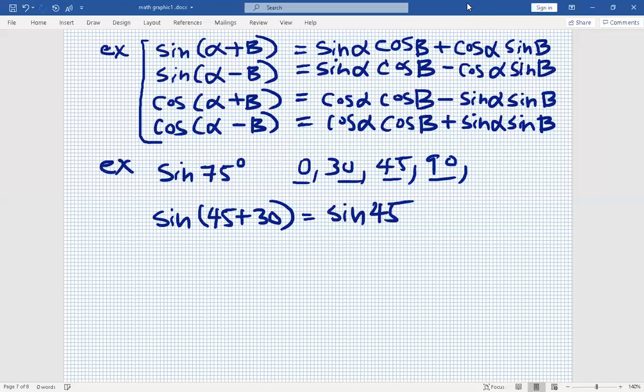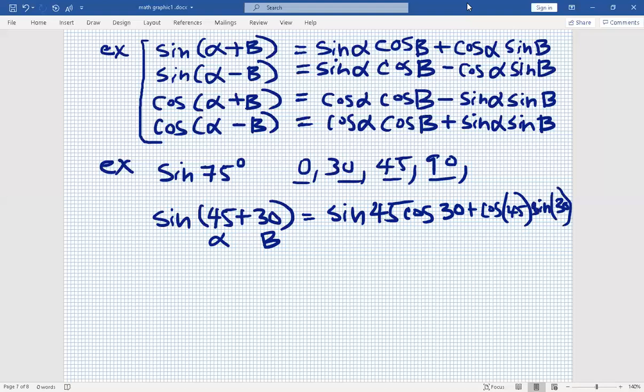Alpha is going to be 45 and beta is going to be 30. Okay, remember it's in Greek. Beta is 30 right there, plus cosine of 45 and sine of 30.